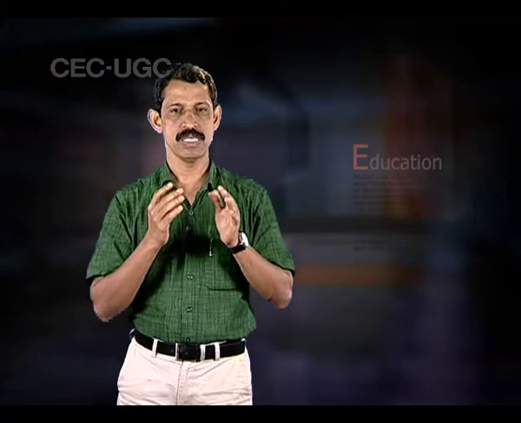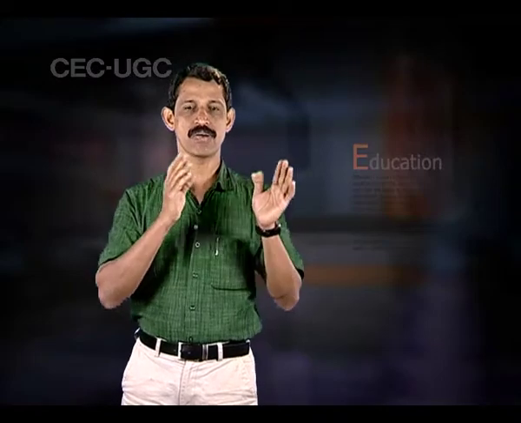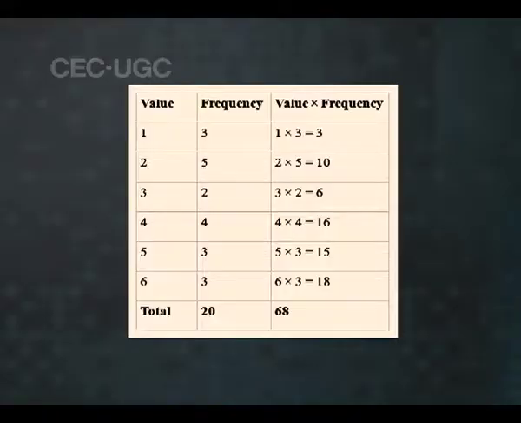So, how do we do this in a table? Firstly, you need to add an extra column in the table in which you multiply value by frequency. This is where you multiply each value by its frequency. For example, the value 5 has a frequency of 3. So, we multiply 5 by 3 to get 15.